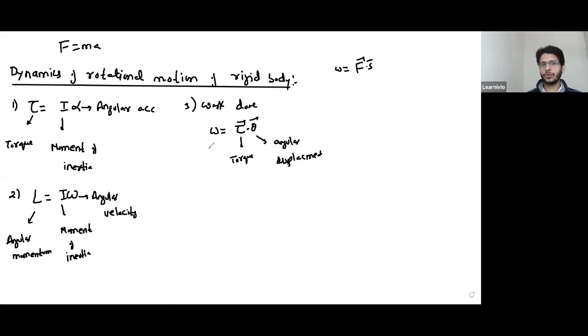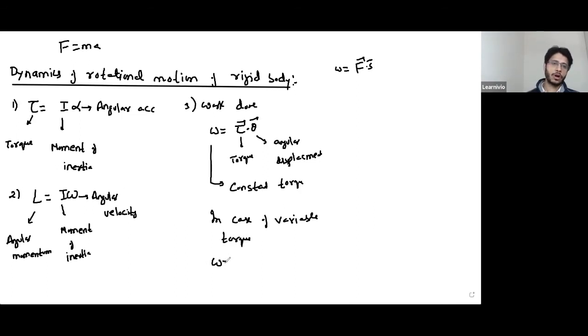But this we will use for a constant torque. If torque is constant, then your work done is tau dot theta. Like, we can use F dot S only if force is constant. In case of variable torque, you will integrate it. If you have a variable torque, then your work done comes out to be the integral of tau dot d theta. You will integrate it from some initial to final limit.